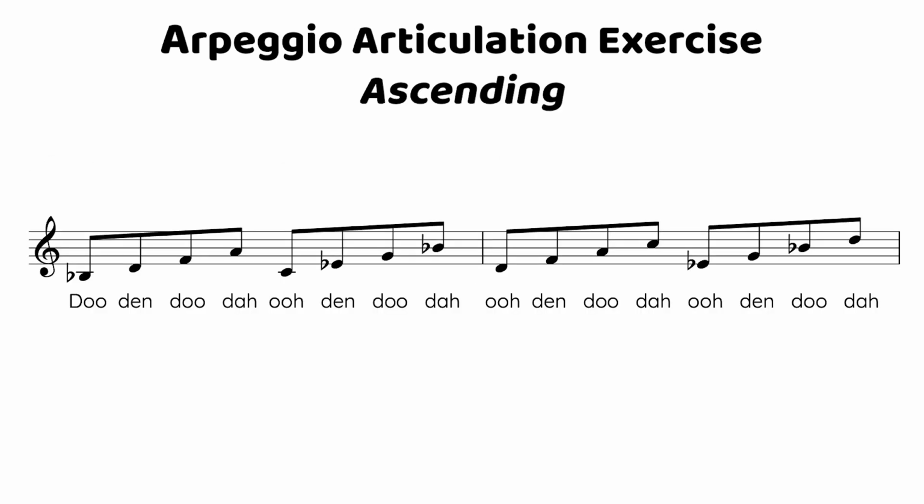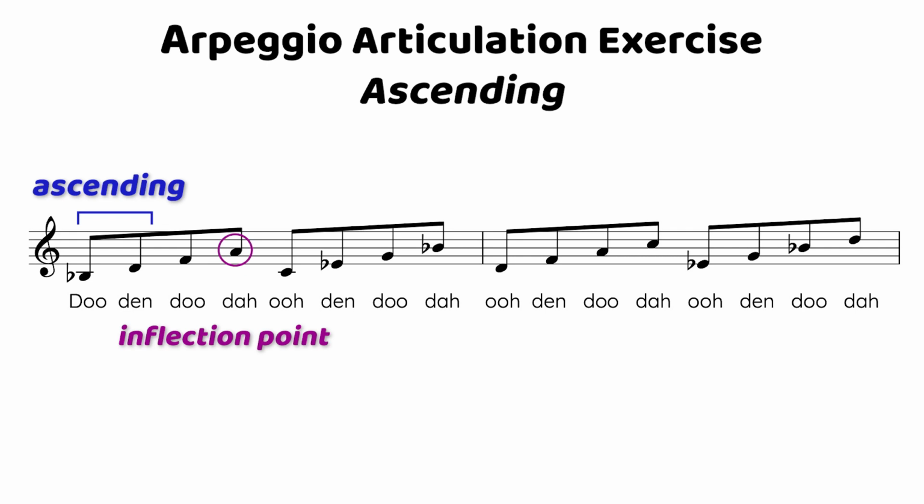Okay, so looking at the articulation of this, we are starting with a do-den, right? Because the line is ascending. And then notice beat 2 and we have that da. Like I mentioned in the previous exercise, we can have that da on those highest points in the phrase, or those inflection points, okay?